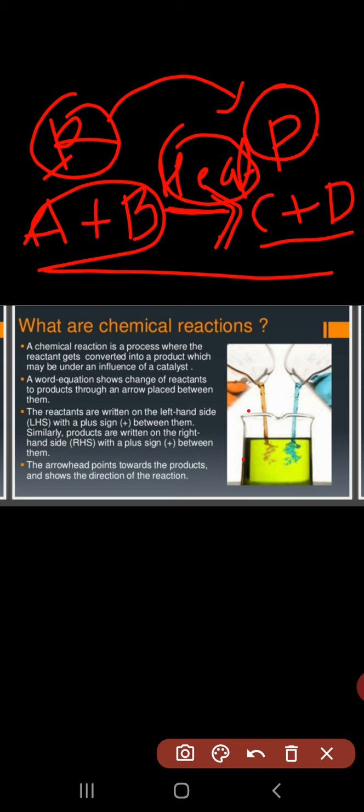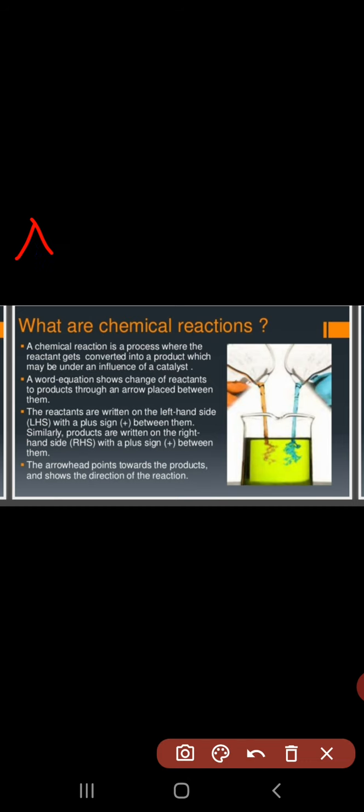And the word equation shows the change of reactant to product through an arrow placed between them. This arrow implies the equation. The reactants are written on the left hand side.